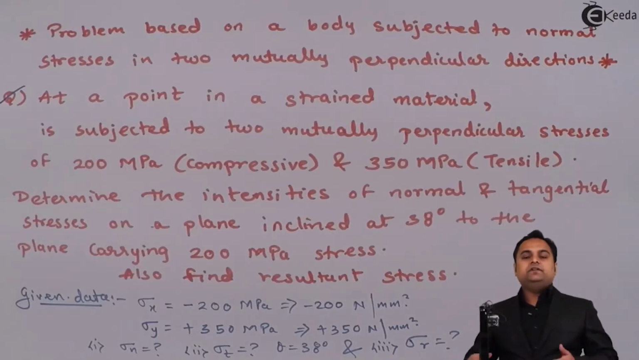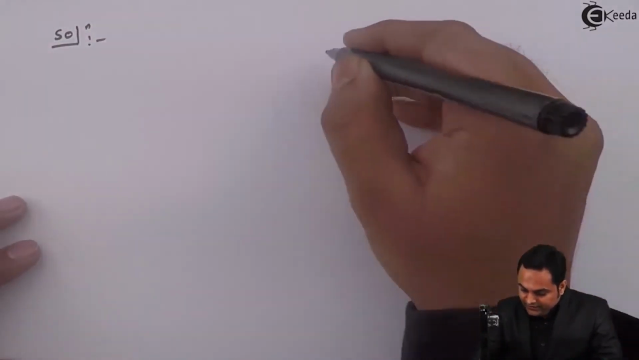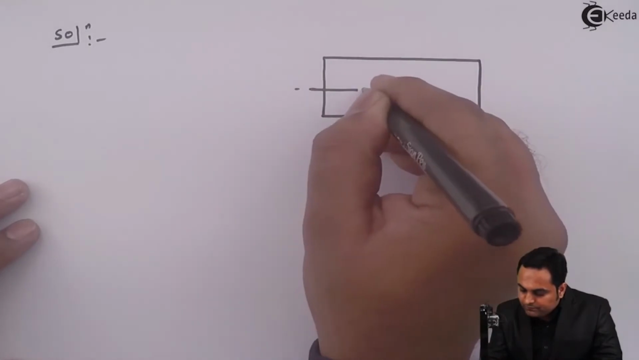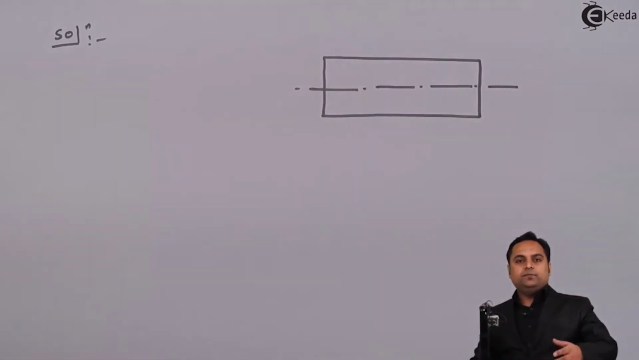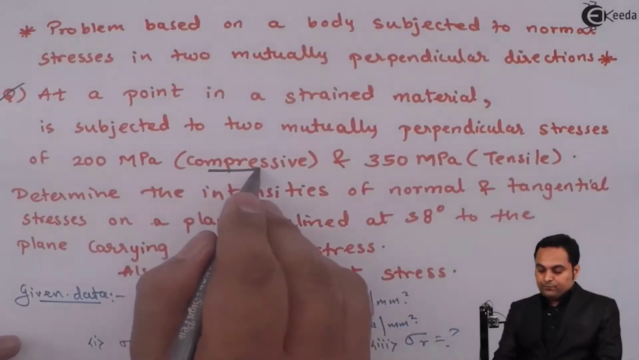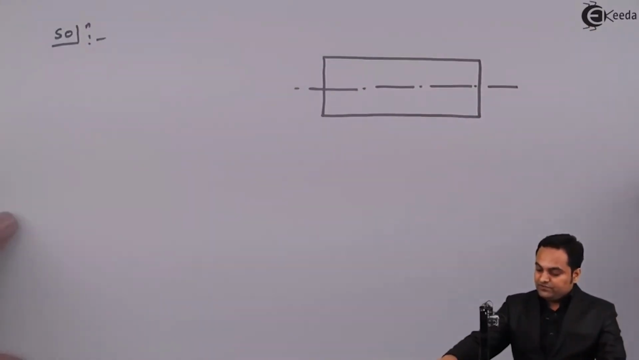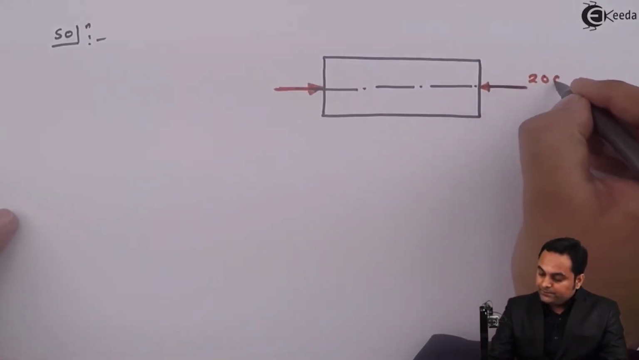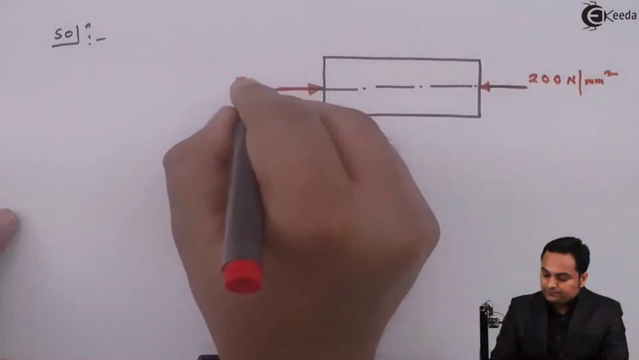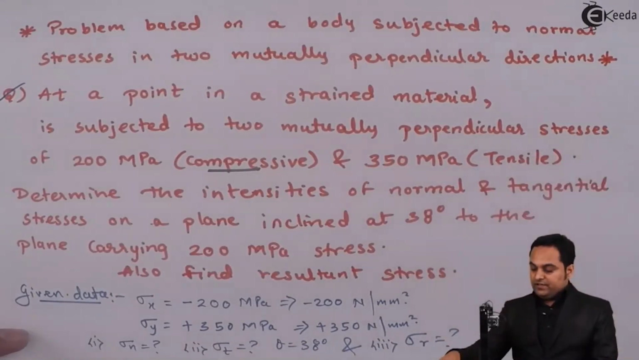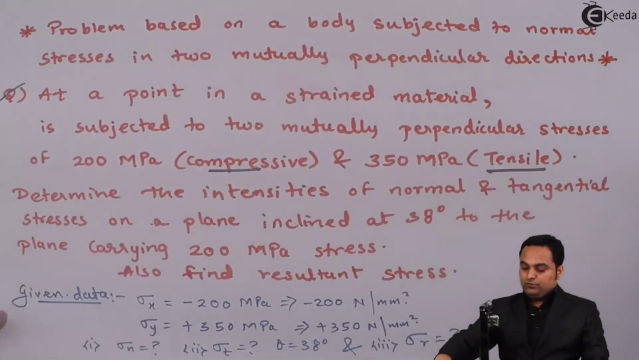Now when we have the data, let us try to get the solution to this problem. Solution, I'll draw the diagram and explain it. So here is the material, or we can say the body, which is given, and as we know, along x the stress is compressive, so negative. So here I'll show compressive stress along x. The value is 200 newton per mm square. Next, along y, positive. So it is tensile here, as it was given in the question, tensile. So a pull type of stress.